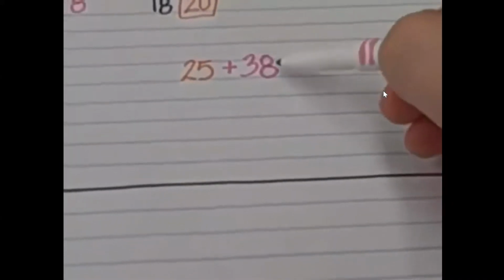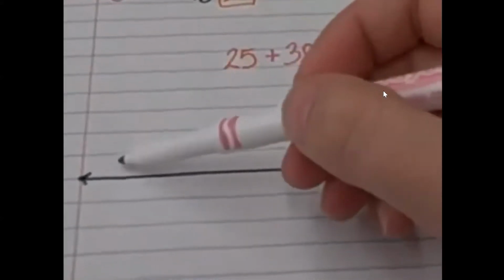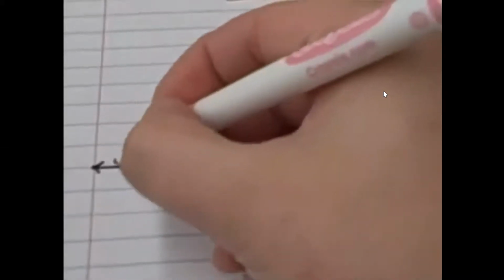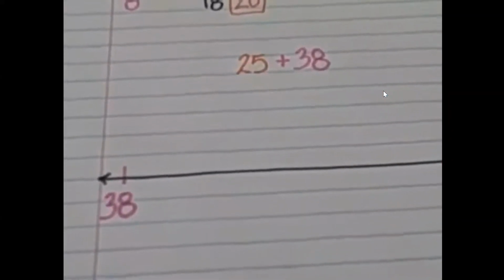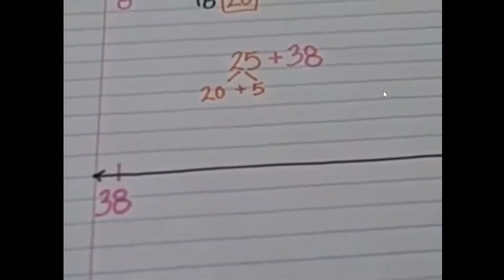You can start with 38, our larger number, and make that tick mark here, or you can start with 25. I like to start with the larger number. It's fewer jumps for the kids, which makes it a little bit easier for them. So I'm going to start my number line with 38. And the next thing I'm going to do is decompose 25. I know that 25, this is just another way to show the place value. The 2 will equal 20 plus 5 equals 25.